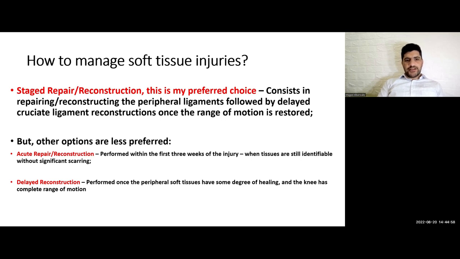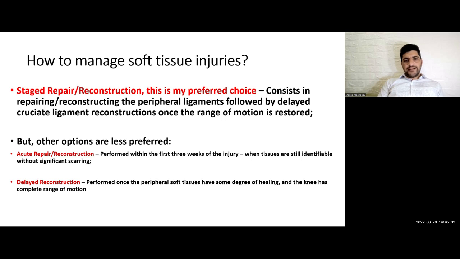There are many ways to manage soft tissue injury. There is acute repair, there is delayed reconstruction, there is staged, two-stage repair and reconstruction. And you should tell this is my preferred choice: repairing or reconstructing the peripheral ligament, especially the posterolateral corner, followed by delayed cruciate ligament reconstruction once the range of motion is restored.